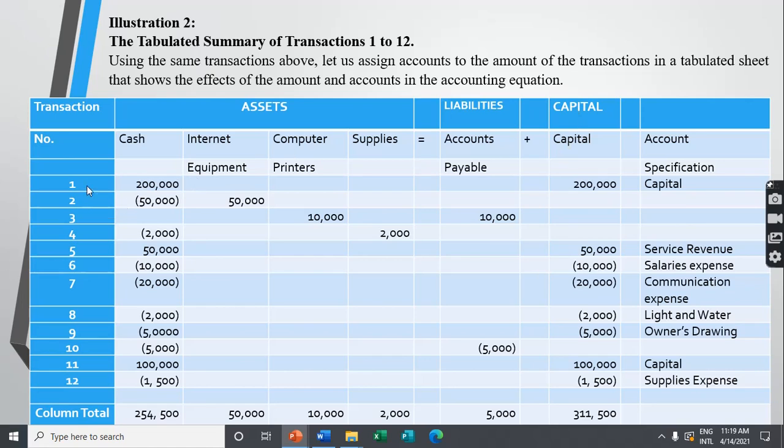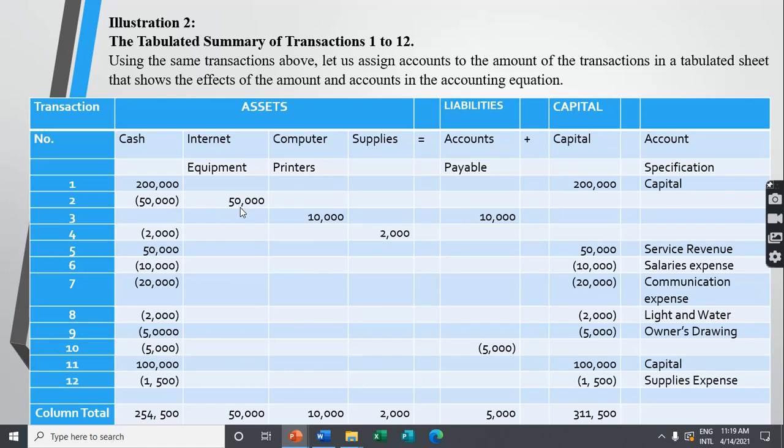So, dito sa transaction number 1, sabi kasi dito, yung business nag-invest ng internet business for 200,000. So, nadagdagan yung cash mo. Tama? And then, at the same time, nadagdagan din yung capital mo. So, both side is increased by 200,000. So, ano yung account specification niya? Yung capital. Okay? So, dito naman, sa transaction number 2, bumili ka ng equipment, pero kinash mo siya. Nagbayad ka ng cash. So, meaning, mababawasan yung cash mo, yung 50,000, and then, madadagdagan ng 50,000.